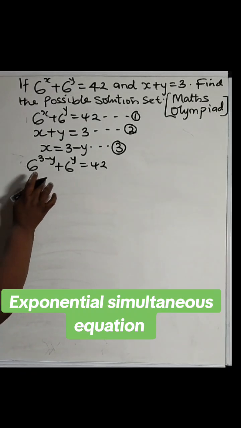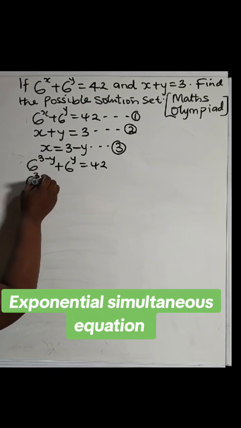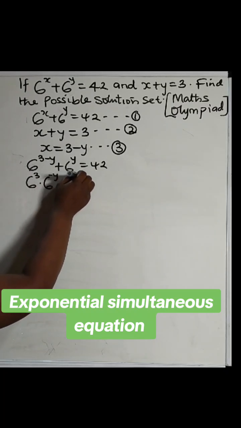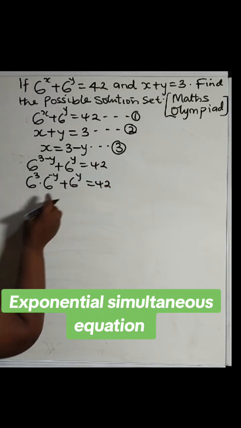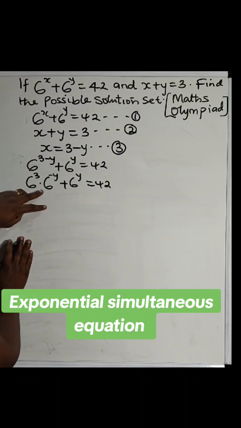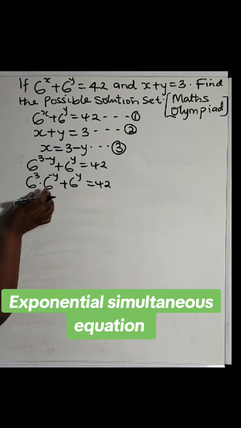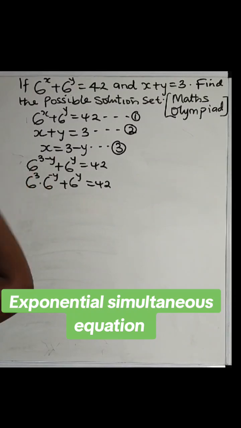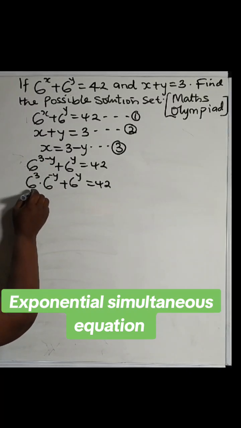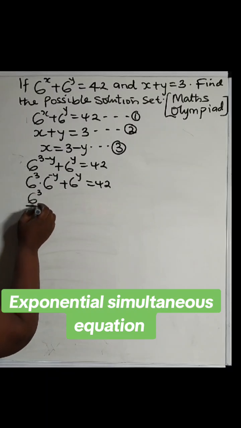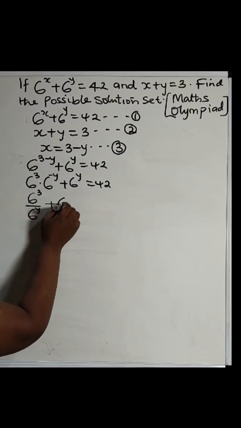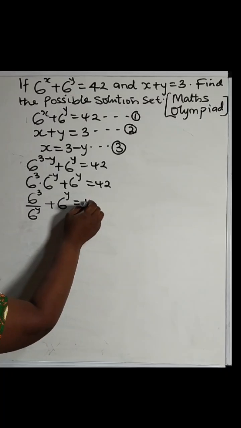Now, we have that this is the same thing as 6 raised to power 3 times 6 raised to power minus y plus 6 raised to power y is equal to 42. Now, remember that in the law of indices, multiplication is addition of powers. So, when we add these powers, we'll go back to this. This is the same thing as 6 raised to power 3 over 6 raised to power y plus 6 raised to power y is equal to 42.